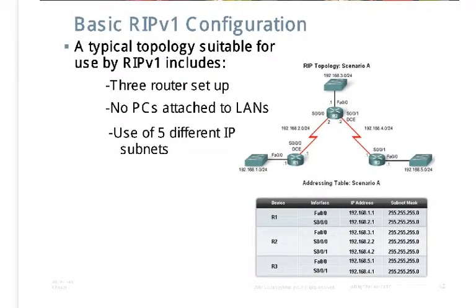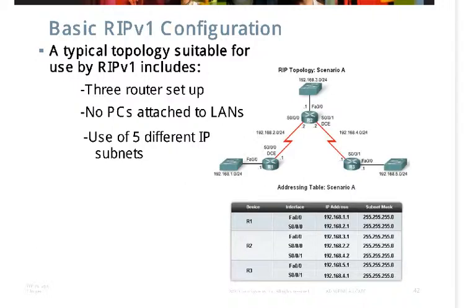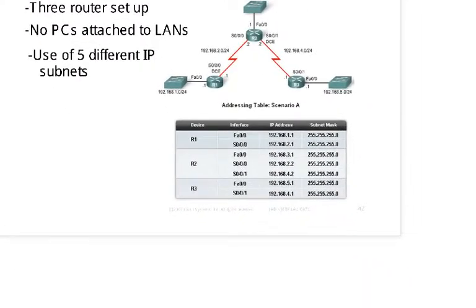So here we don't have any PCs attached to the LANs, and we use 5 different IP subnets. We use 1, 2, 3, 4, 5. Right? So we have 5 different subnets in that example. We have 3 routers set up, and each router has either 2 interfaces or 3 interfaces. And this means that the addressing table will look like this. And it's easy to calculate the subnet mask because all the IP addresses are inherently classful.